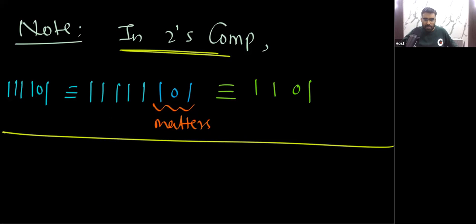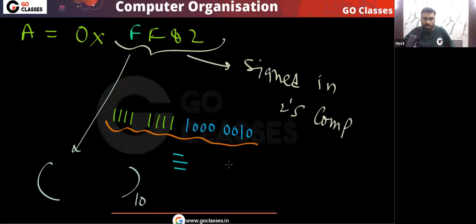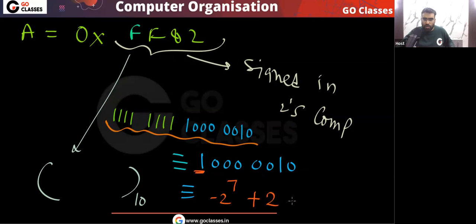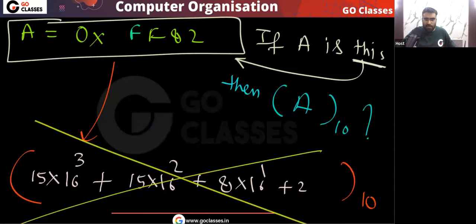Okay, so now you tell me, what is this value? This value will be same as if you calculate this value, 1000, this. And what will this be? The weight of this will be minus 2 power 8, minus 2 power 7, plus, and this will be 2. So how much is this? So that will be minus 2^8 plus 2. That is minus 126. That is minus 126. Okay. So your final answer will be what?